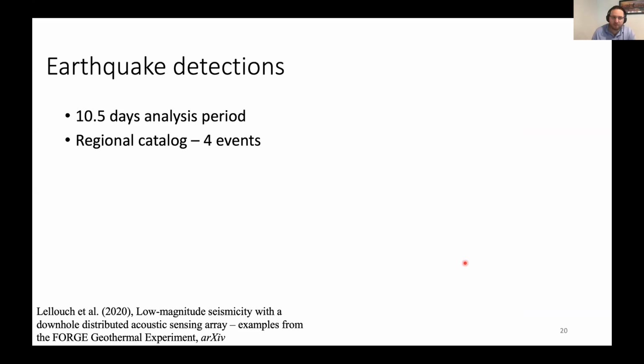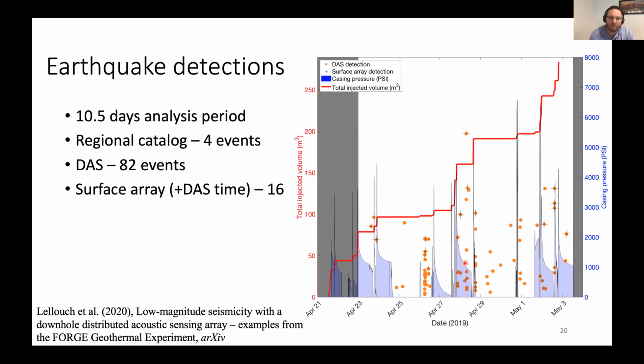So in this case, we analyzed 10 days of data, and the regional catalog contained only 4 events that were not in the microseismic catalog. And with DAS processing, we found 82.